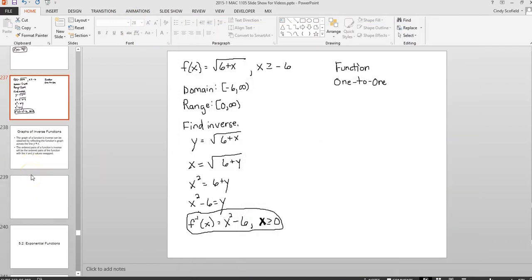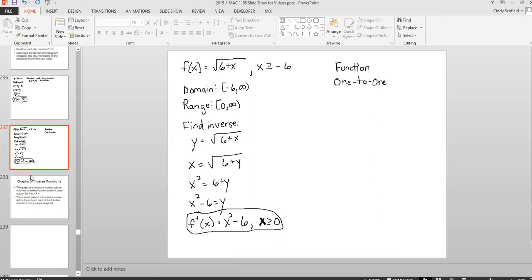Well, that covers inverse functions. Make sure you practice this enough and have it down, because when we talk about exponential functions and logarithmic functions, we are going to be hitting inverses pretty heavily, one-to-one and inverses. So this is a glimpse of things to come.